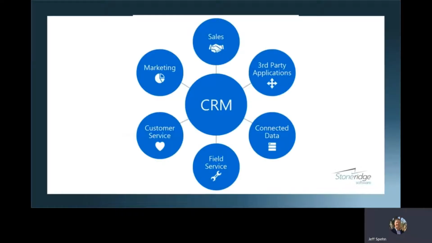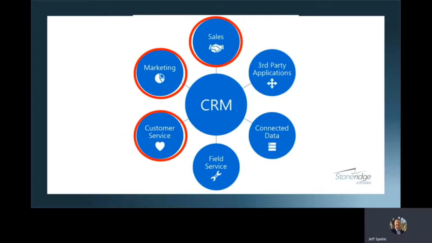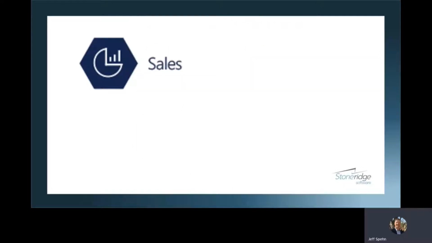Dynamics 365 CE has three main native areas of functionality, and they are sales, service, and marketing. We will briefly touch on these now, but look for follow-up videos that will specifically highlight these three areas. The first and the most widely used area of Dynamics CE is the sales application. The sales application is used by sales teams to nurture leads, customers, and contacts, along with all of the pre-sale functions that go with that.